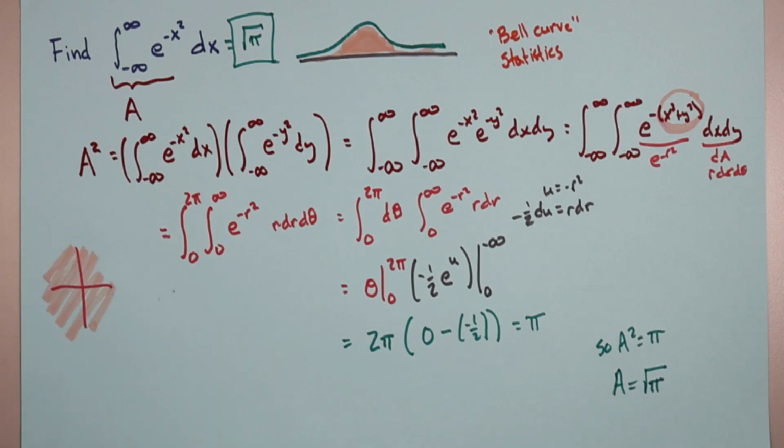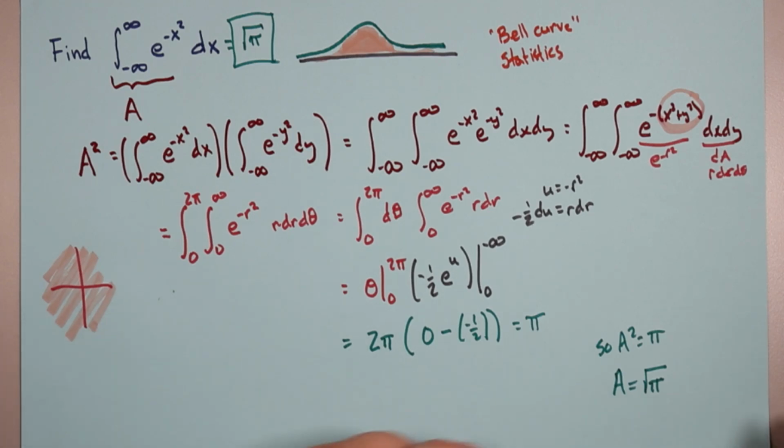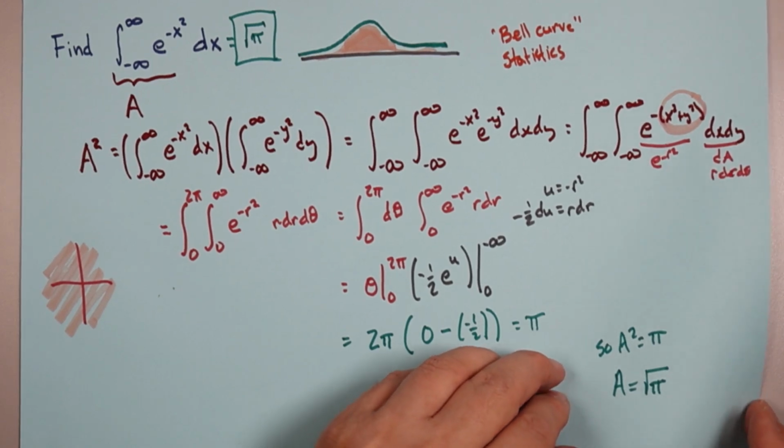And this is why in statistics you see that really weird, what does a pi have to do with statistics? It's because of exactly this integral.